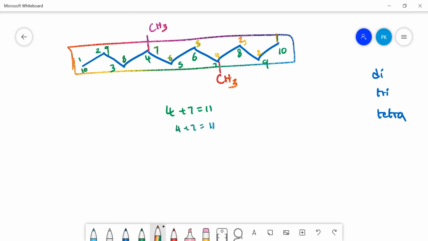So write the name now. There are two of the same kind. I mention their positions 4, 7. So two are there. 2 means we have to use the word di, 3 means tri, 4 means tetra. So this di should not be considered while writing the names in alphabetical order. Here we have only one. So dimethyl, 10 carbons means dec, and single bonds.